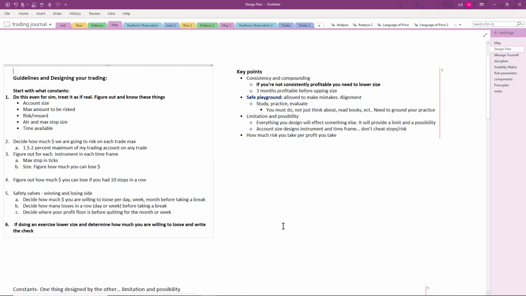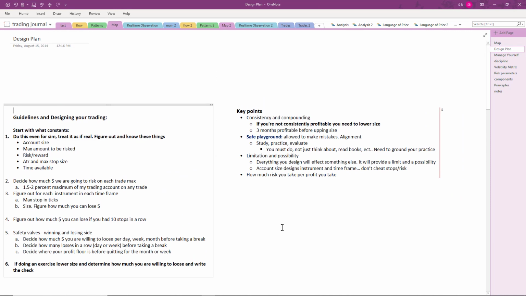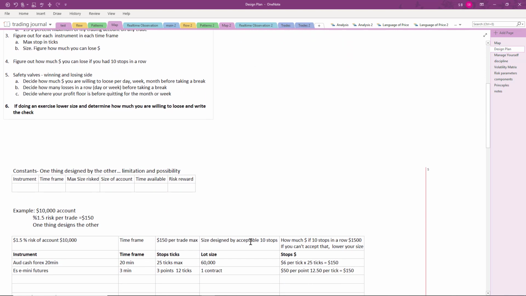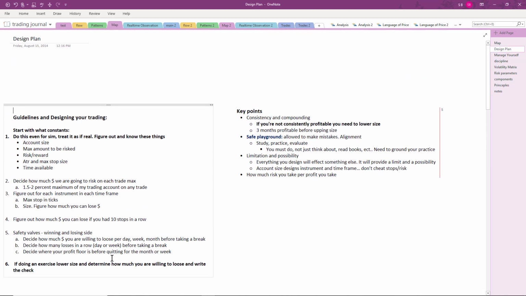So this is part of a presentation I did about designing your trading all the way around. And this is just very basic, something we can all think about and do, and set some rules and some safety valves for ourselves when it comes to managing our money, our risk. And again, we can't control much in the market, but we can control this.